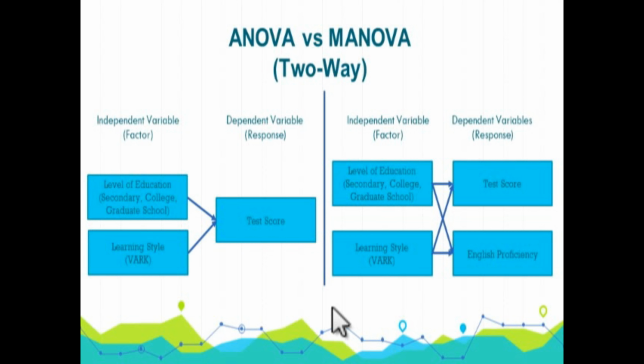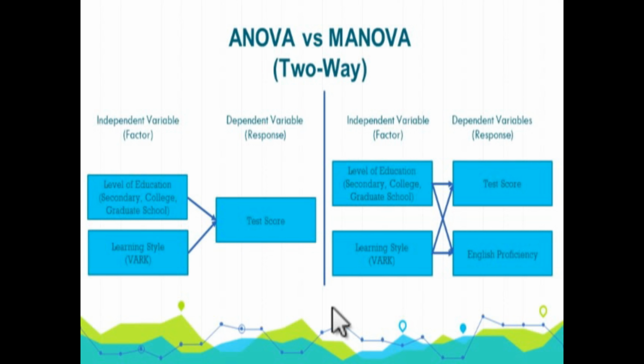So we have the VARK. V stands for visual learners, A stands for auditory learners, R stands for reading and writing inclined learners, and K stands for kinesthetic learners. Okay, we only have one dependent variable, which is the test score. So that's the two-way ANOVA.